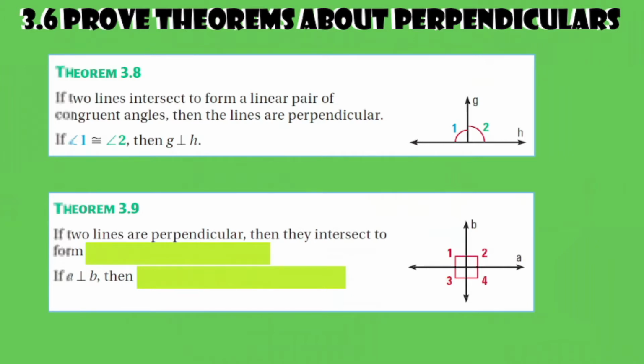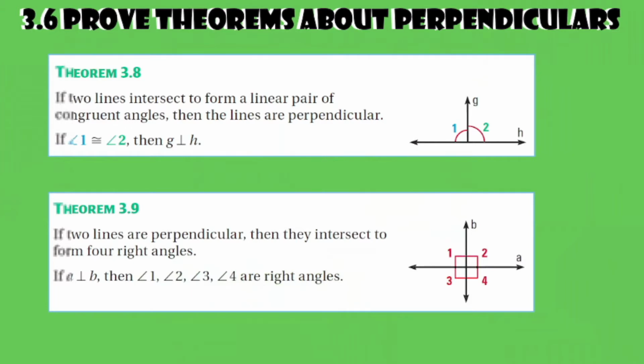The next one, Theorem 3.9. If two lines are perpendicular, then they intersect to form 4 right angles. So the picture is going to involve some perpendicular lines. You would have to know they were perpendicular. And if you know they're perpendicular, then you have all 4 of those angles being right angles. If A is perpendicular to B, then angles 1, 2, 3, and 4 are all right angles.